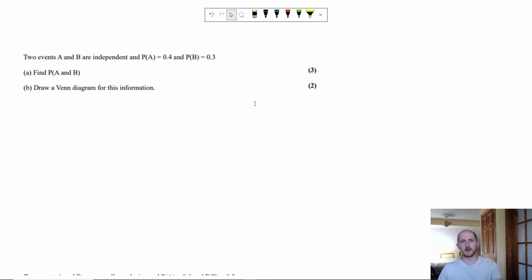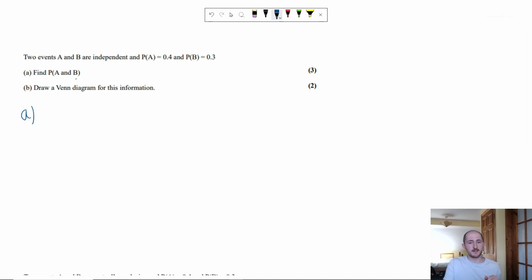So we're going to go through some kind of rapid fire questions on drawing basically Venn diagrams and how these different things will look based on Venn diagrams. So a bunch of different scenarios. So pretty quick questions, but it's a nice change of pace from the fairly long ones we've been doing up till now. So for part A, again, 2 events are independent. Probability of A is 0.4 and B is 0.3. Find the probability of A and B.